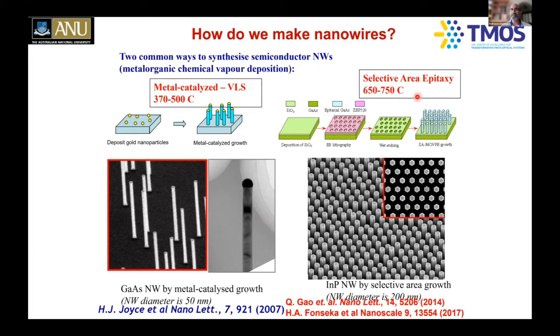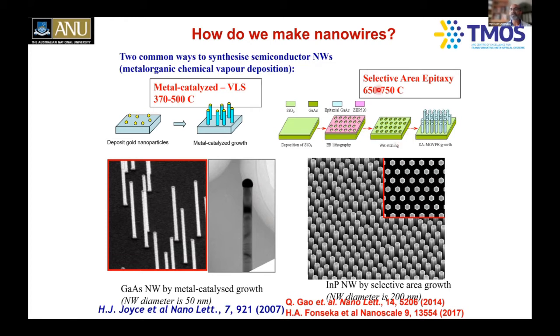In the case of selective epitaxy, you don't use any metal nanoparticles. We don't want to use metal nanoparticles in some cases. In that case, you deposit silicon dioxide using plasma-enhanced chemical vapor deposition, put on some photoresist and do electron beam lithography to create patterns of holes, and you transfer those patterns through plasma etching or wet chemical etching. What you end up with is, for example, an indium phosphide substrate with silicon dioxide with holes in it.